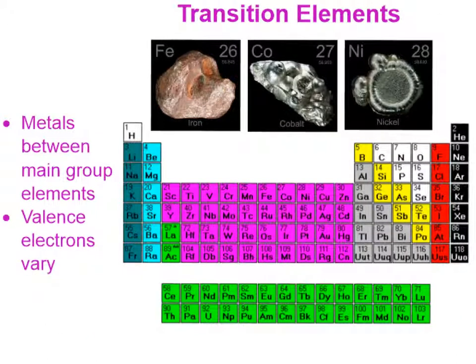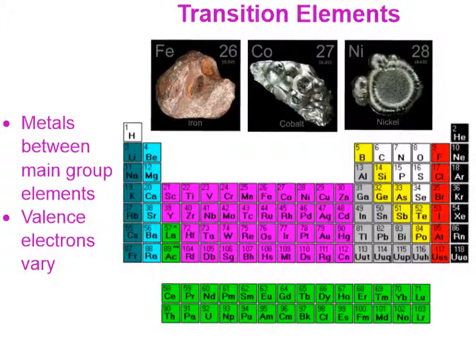So now let's take a look at the transition elements. When we look at the periodic table, oftentimes we'll call this group 1 and group 2. This will be group 3. The transition elements are groups 3 through 12, and they're considered to be in transition between the main group elements, and we call the main group elements the alkali and alkaline earth.